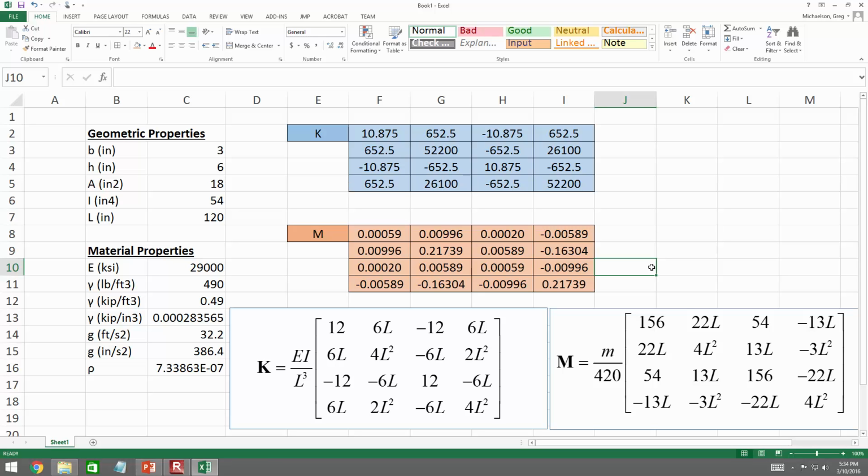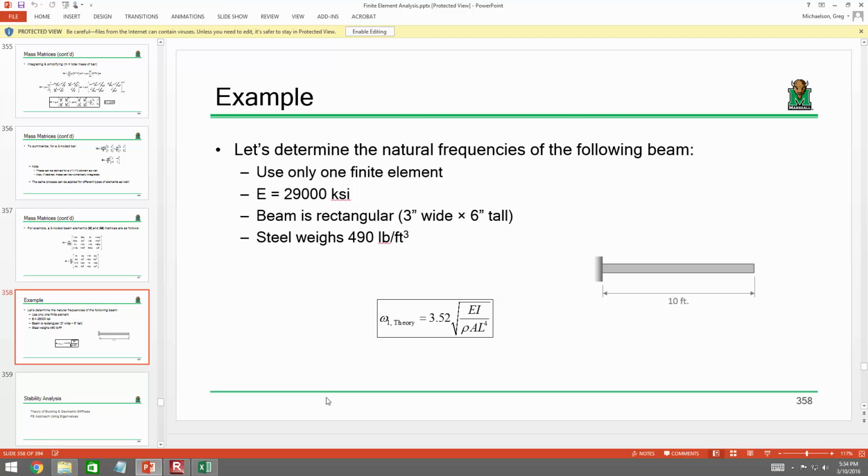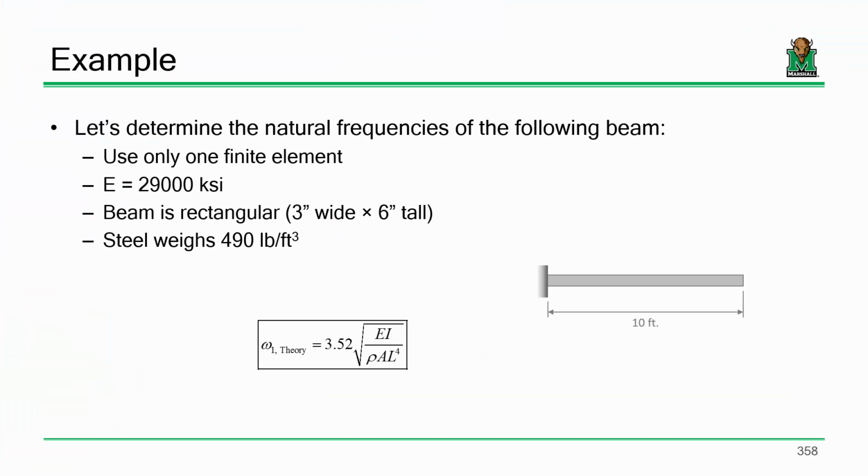All right. Let me show you something. I'm going to go back to the slideshow and review what the example said. Okay? The example said, determine the natural frequencies of the following beam and use one finite element. So what we just calculated was the stiffness matrix for an element. Go back to the process of finite elements. We write a stiffness matrix for each element. We then assemble to get the stiffness matrix for the whole system. So for us, we would assemble to get the stiffness matrix for the whole system and the mass matrix for the whole system.